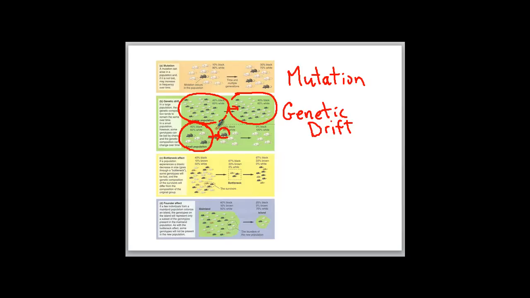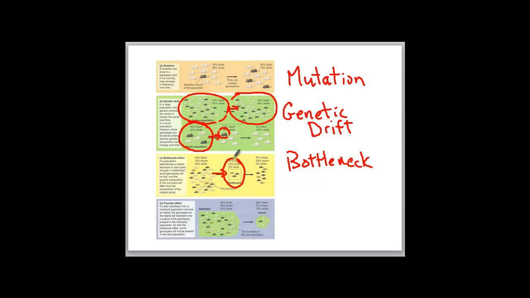The next one's called a bottleneck effect. I'll show you another chart of this, but a bottleneck is almost the same thing. But in a bottleneck, a demographic bottleneck is when some kind of catastrophe occurs within the ecosystem, like a drought or a flood or something, and only a few make it through and survive.